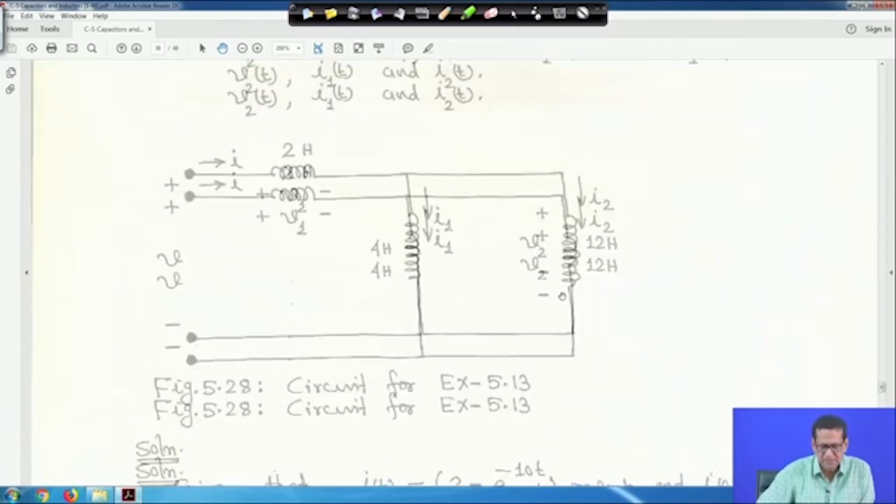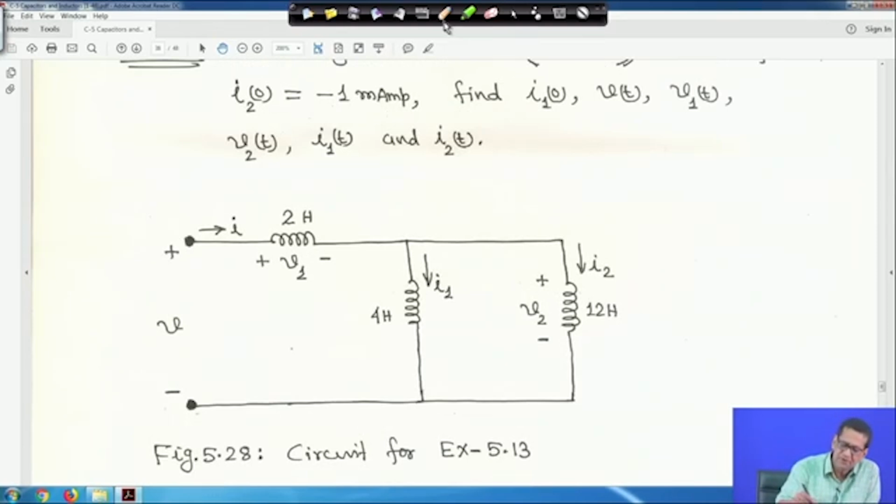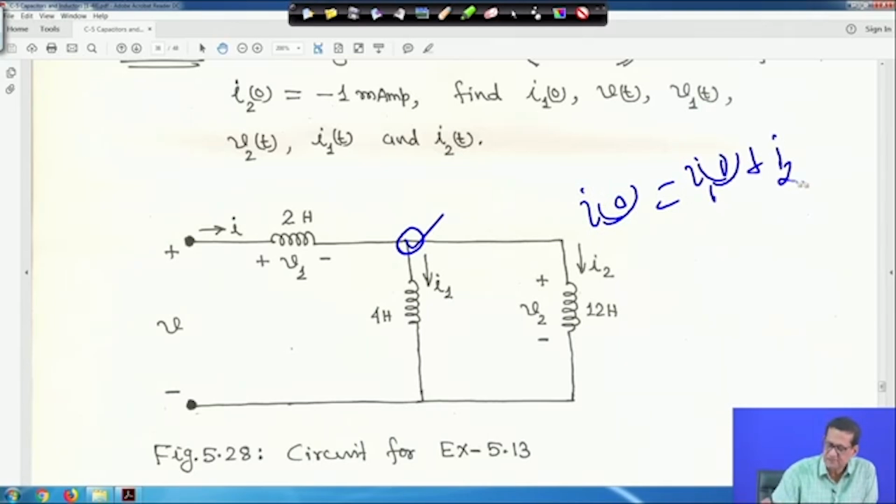Therefore, if you apply your KCL at this node, for the initial condition you can write that i(0) is equal to I1(0) plus I2(0). As one of them is given, and i(0) we have also computed, the other one you can easily get.